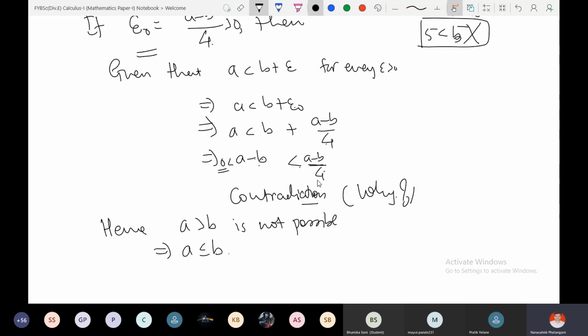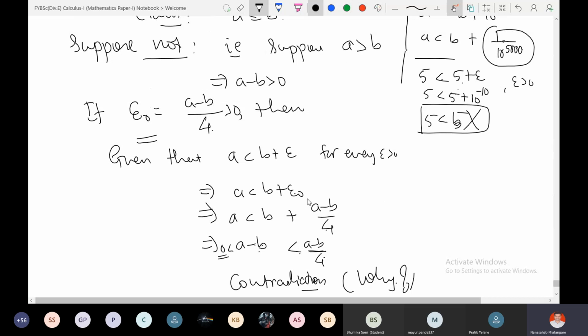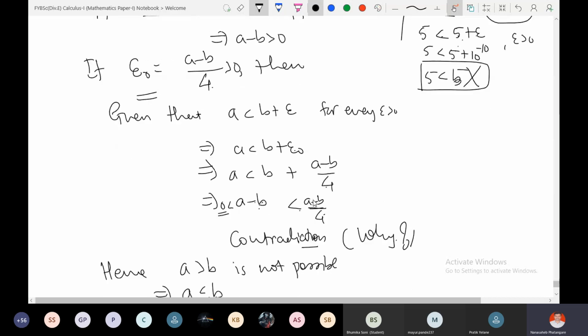Even if you don't select 4, you can just select epsilon equal to B minus A. Then what contradiction will I get? A minus B is strictly less than A minus B. That is again a contradiction. If I select 2 here, then also no problem. What contradiction would I get? A minus B less than (A minus B) by 2. Again, that is a contradiction. So the 4 is not special at all.